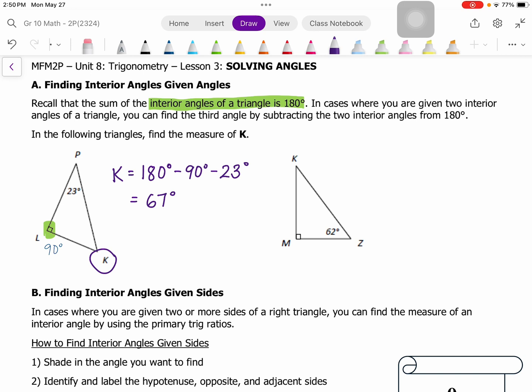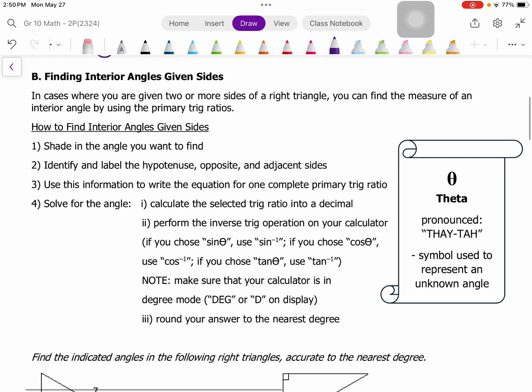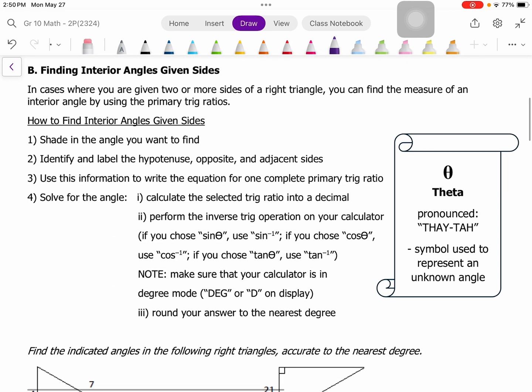In this next triangle, we have a right angle, which again is 90 degrees, and Z is 62. So K is equal to 180 degrees minus 90 degrees minus 62 degrees. So K in this triangle is equal to 28 degrees. Anytime we know two angles in a triangle, we can solve for the third by subtracting the two angles from 180.